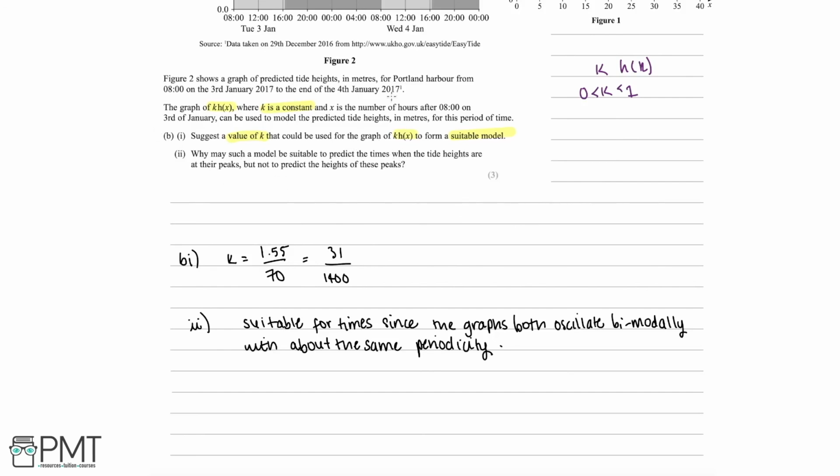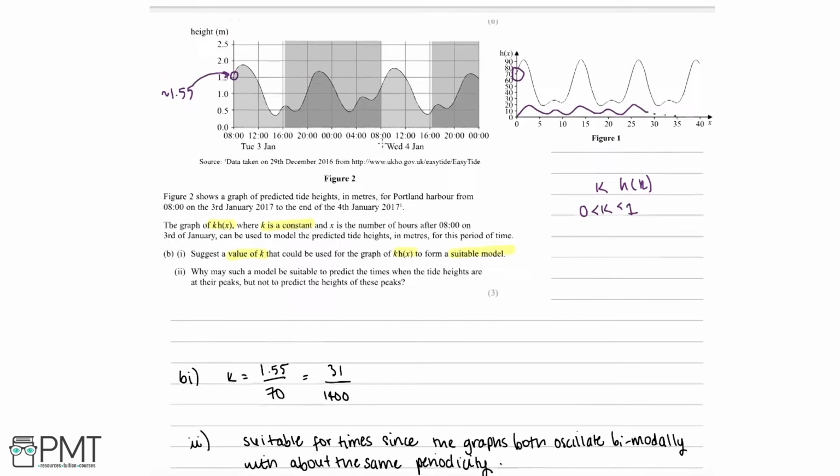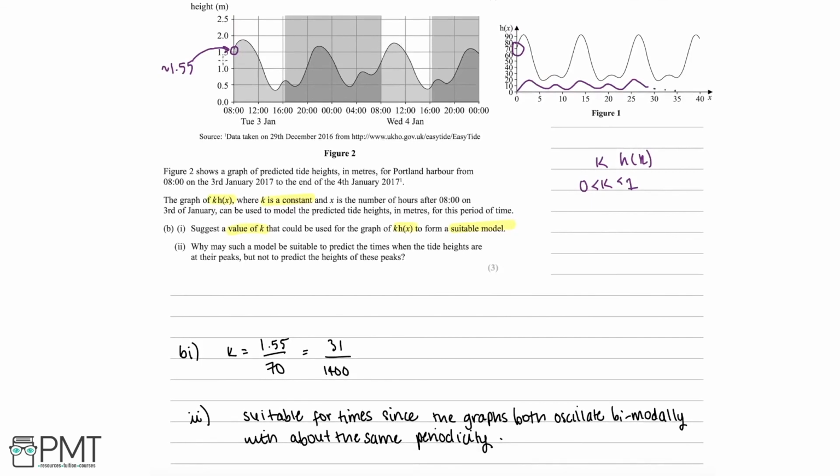So why can't we use this model to predict the times when the heights are at their peaks, but not to predict the actual heights of these peaks? Because surely after we've transformed it, we should be able to predict the peaks. Well, if you actually look at our graph over here, and if we draw a straight line from our first peak to our last peak, the peaks of our oscillation actually change. We can't actually infer the amplitude of our peaks from our transformed graph. But if we compare that to h of x, it has fixed peaks for its large and small peaks. So thus we can't really infer the heights of the tide at their peaks using our transformed h of x.